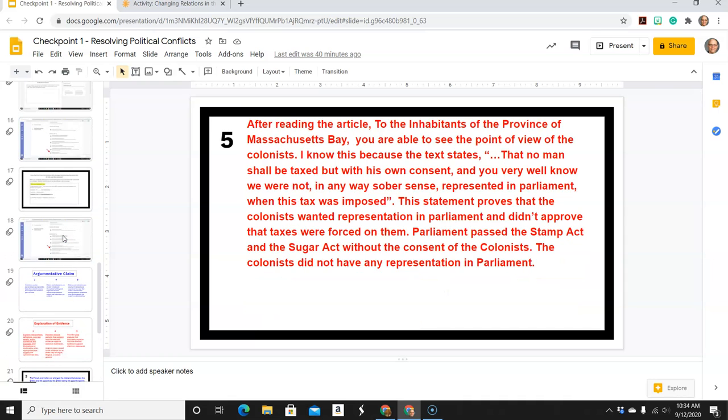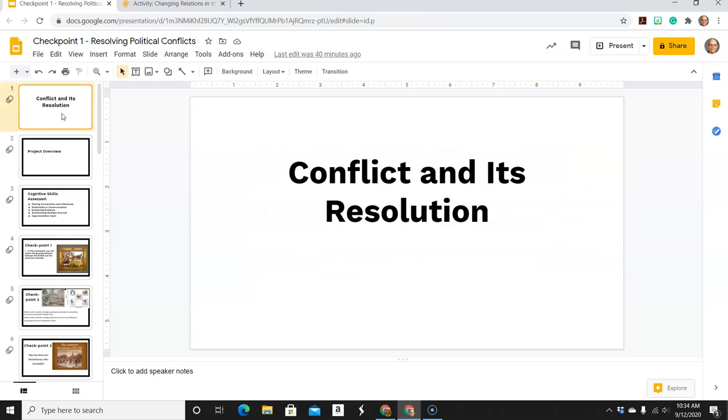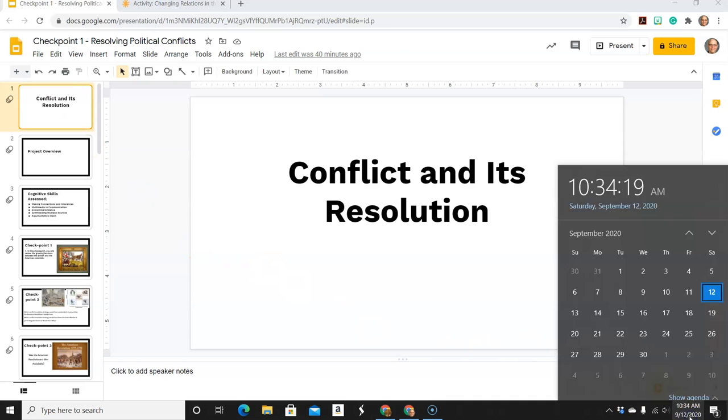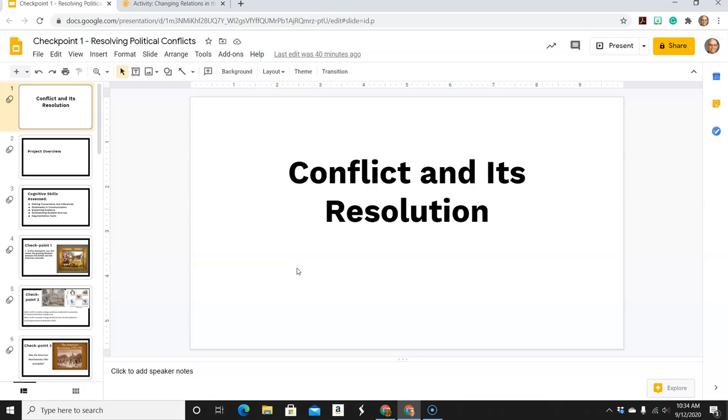All right, guys, so this is checkpoint 1. Checkpoint 1 is going to be due on Friday. Friday the 18th is when checkpoint 1 is due. So if you have any questions, your teacher will provide a workshop for you along the way. If you're confused with argument of claim or you need help with analyzing a primary source document, ask your teacher. Your teacher will definitely help you with analyzing that.